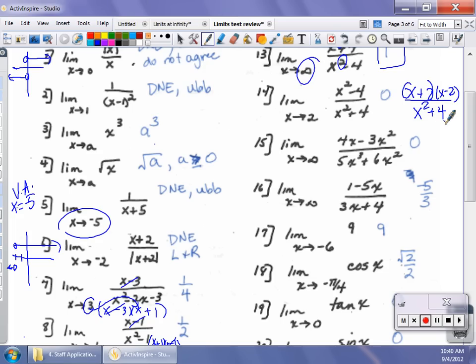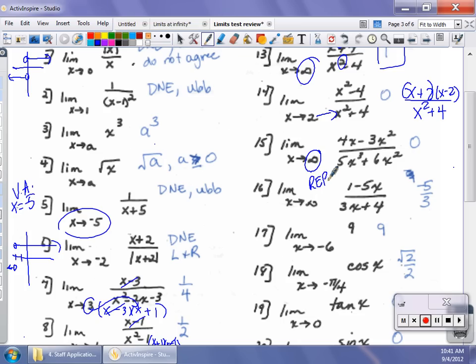Notice in this case, we're not approaching a discontinuity. If you substitute 2 in the denominator, you don't get 0. In fact, you get 8, which is perfectly okay. So this is just direct substitution. Number 15, we're finding the right-end behavior again.